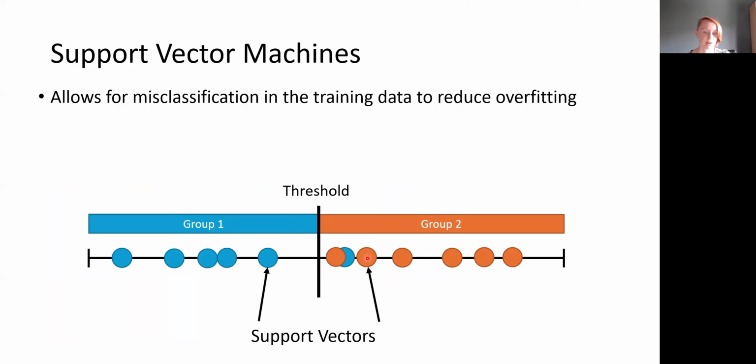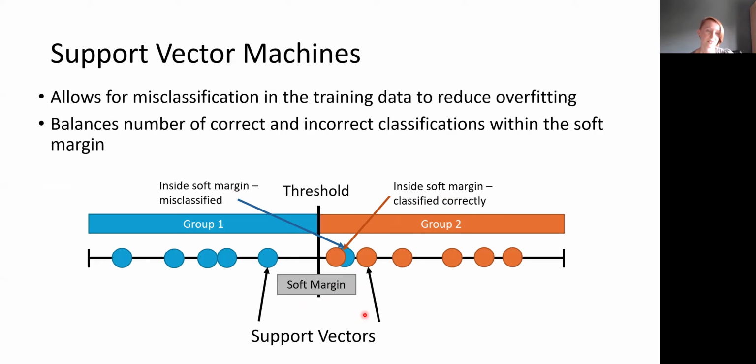And one of the parameters that we can choose when we are defining our model allows us to balance the number of correct and incorrect classifications within these kind of soft margins here. So that helps us balance between overfitting and essentially underfitting for our training data.